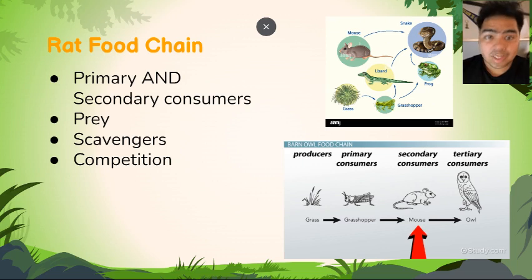Scavengers. Rats are opportunistic feeders and will scavenge on carrion and organic waste. By consuming dead animals and organic debris, they contribute to the decomposition process by breaking down organic matter and returning nutrients to the soil.